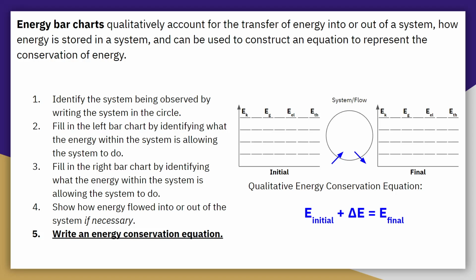Now, I really want to emphasize this 5th and final step of writing our energy bar charts. That is to write an energy conservation equation. The reason why I really want to emphasize that is ultimately this is why we want to construct energy bar charts. Not just to have a visual representation of how energy is stored within our system, but to use it as a visual aid in constructing that conservation equation for us to end up trying to use it to solve for complex problems involving energy storage and transfer.